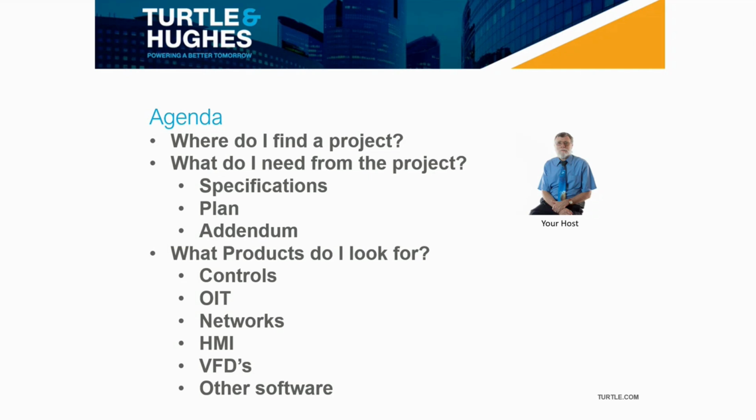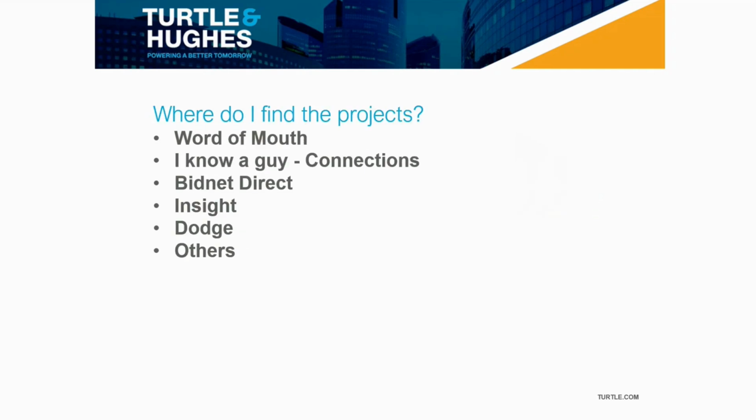And since we're talking about controls, these are the things we're typically going to be looking for: PLCs, OITs, network software, things like that. When you start going into a specification, of course, there's going to be a lot of other information in there. So the first question is, where do I find projects? Something that folks are wondering, where do I start?